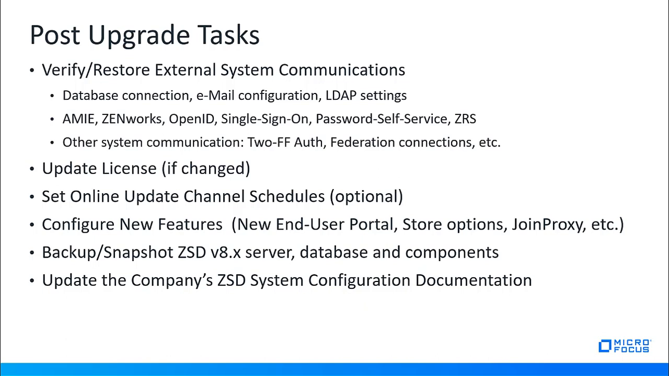Update the license if it's changed. Set the online update channel schedules, if you wish to do it. You can always do them manually, but remember the online updates security patches are on a 3-month cadence, so they'll automatically be updating those every quarter, so you can actually schedule those to keep your common appliance framework or your OS secure.